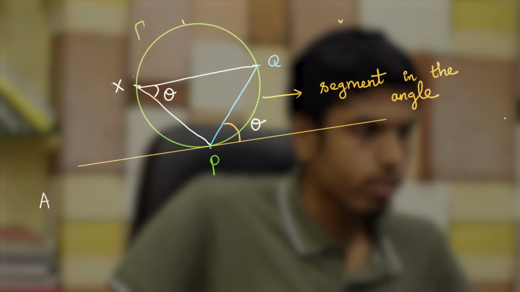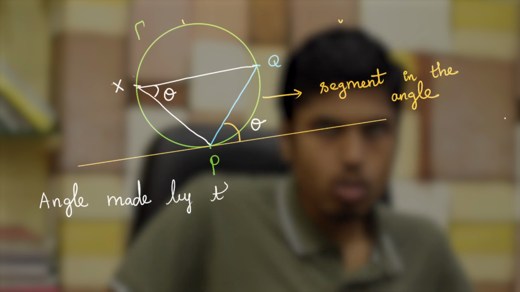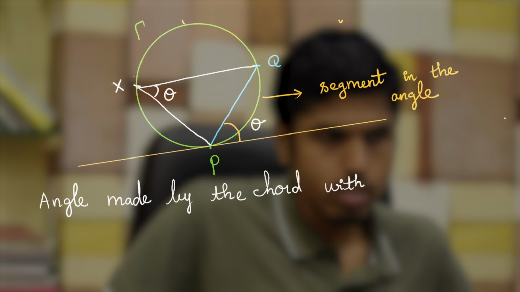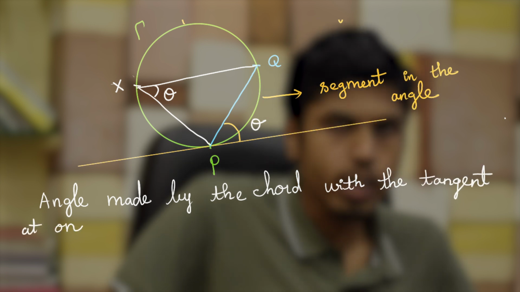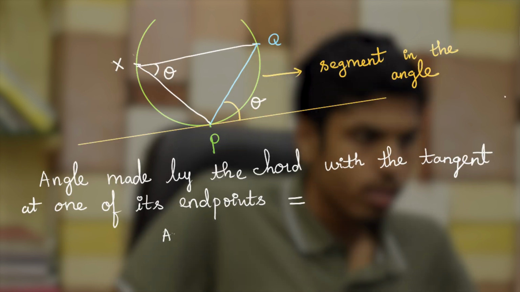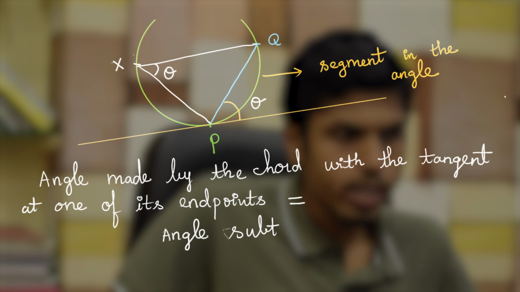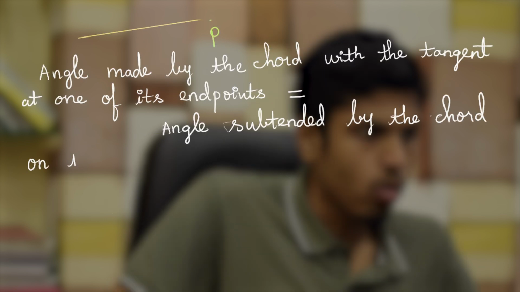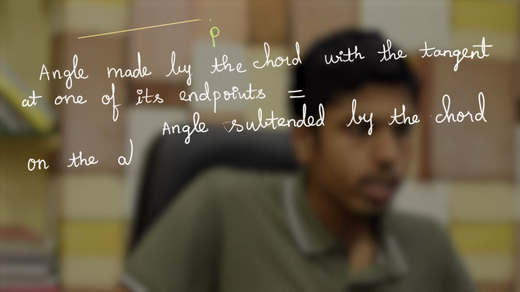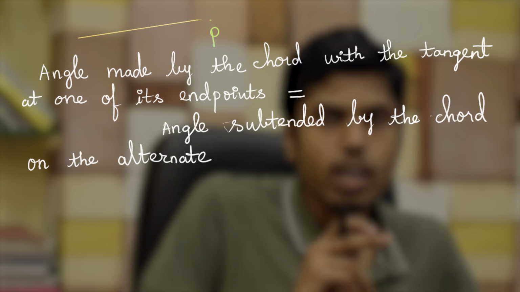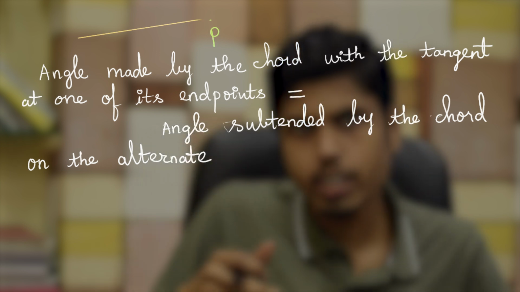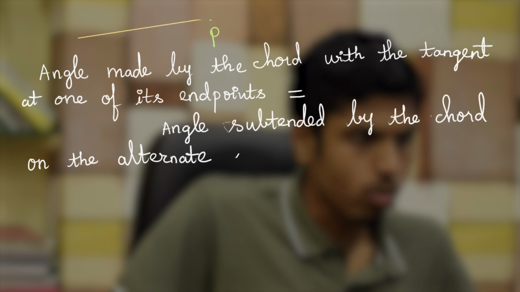Writing this in words, we get: the angle made by the chord with the tangent at one of its endpoints equals the angle subtended by the chord on the alternate segment, where the alternate segment is considered as the segment not intersecting the angle.